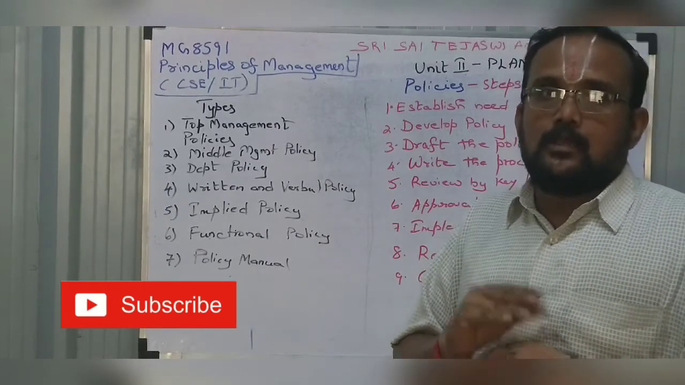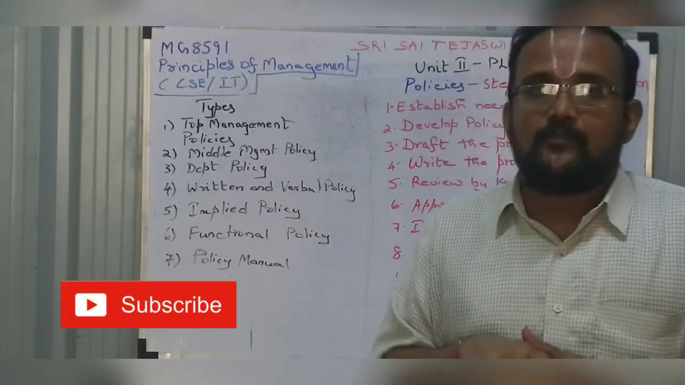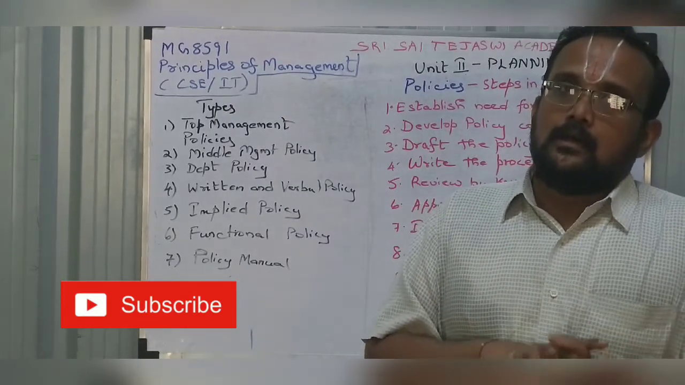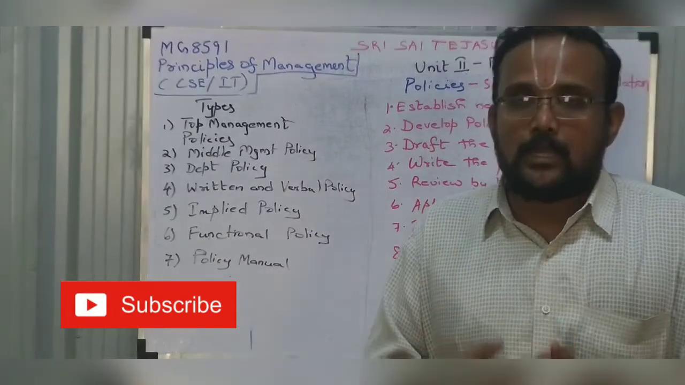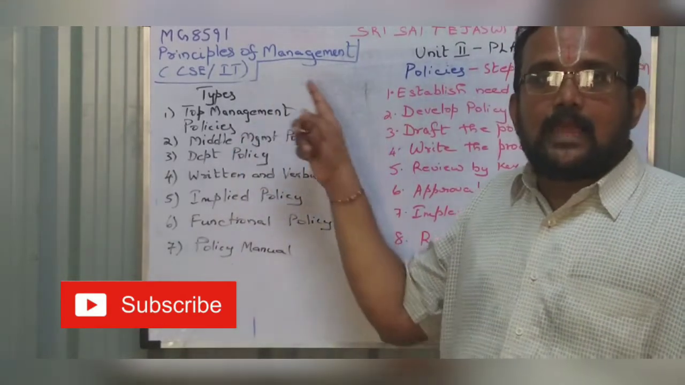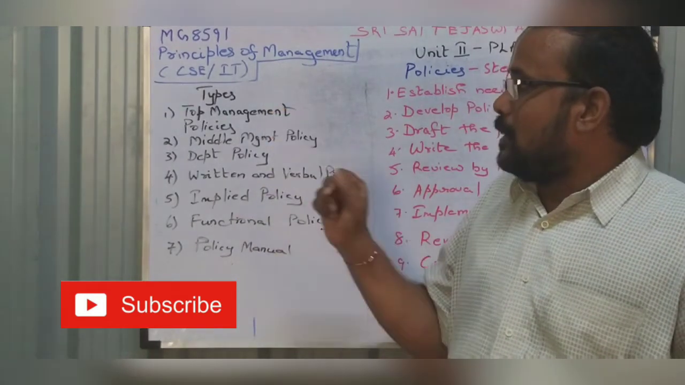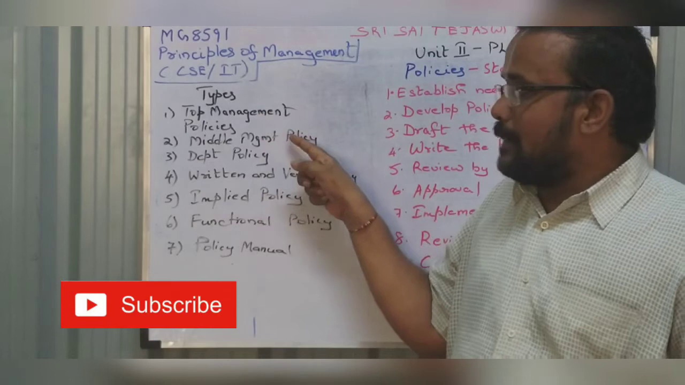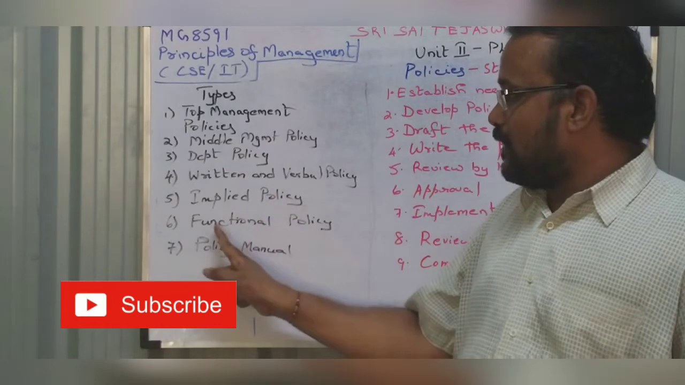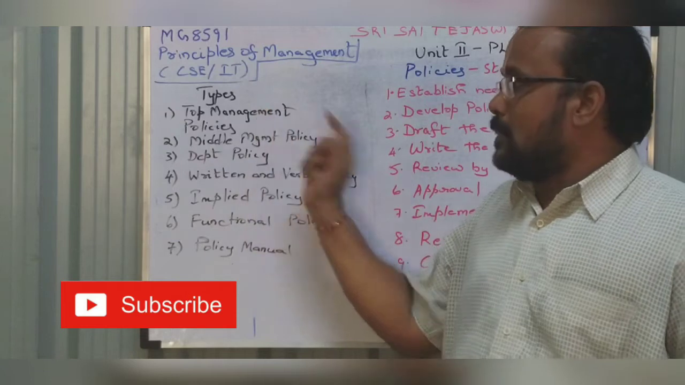That is your policy. So every company, every organization, even your college, has a policy of its own, the guidelines under which the employees work in the organization. So you got it? What is policy? Now let us see the types of policies. There are 6 types of policy: top management policy, middle management policy, department policy, written and verbal policy, implied policy, functional policy, policy manual. Now let us see what is top management policy.